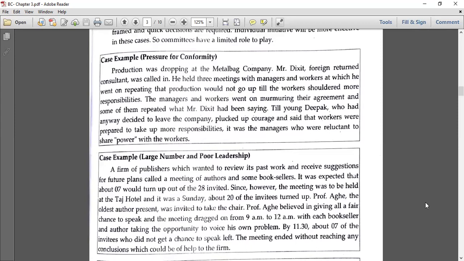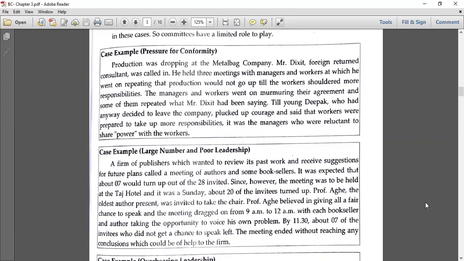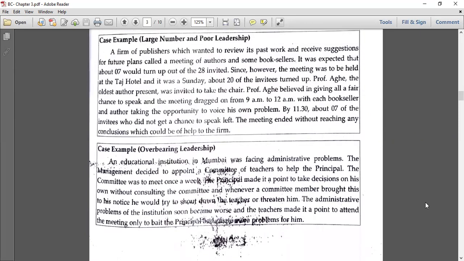So we can say that even in companies, there might be this problem of dynamics, that some power-positioned people can just pressurize other people to accept their own views and visions and not consider others' visions. The next example is large number and poor leadership.